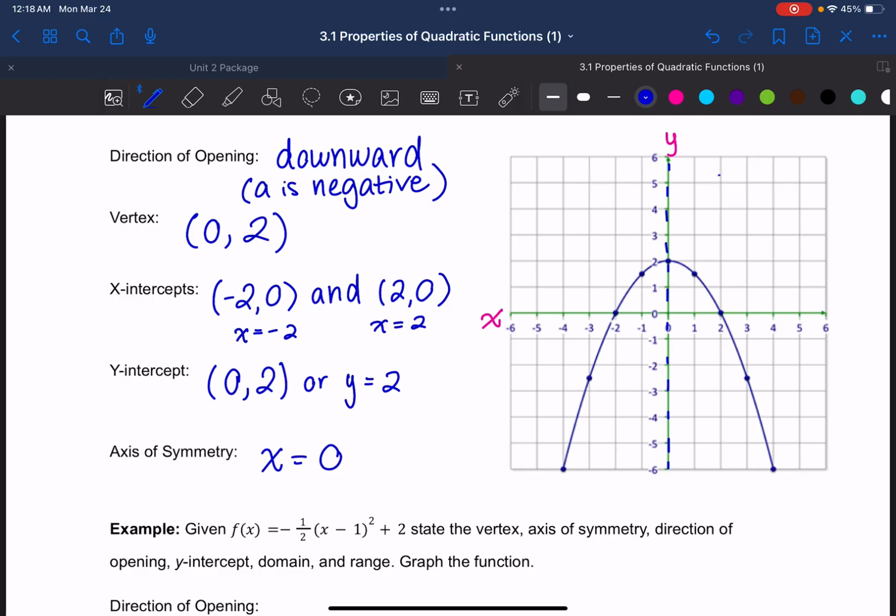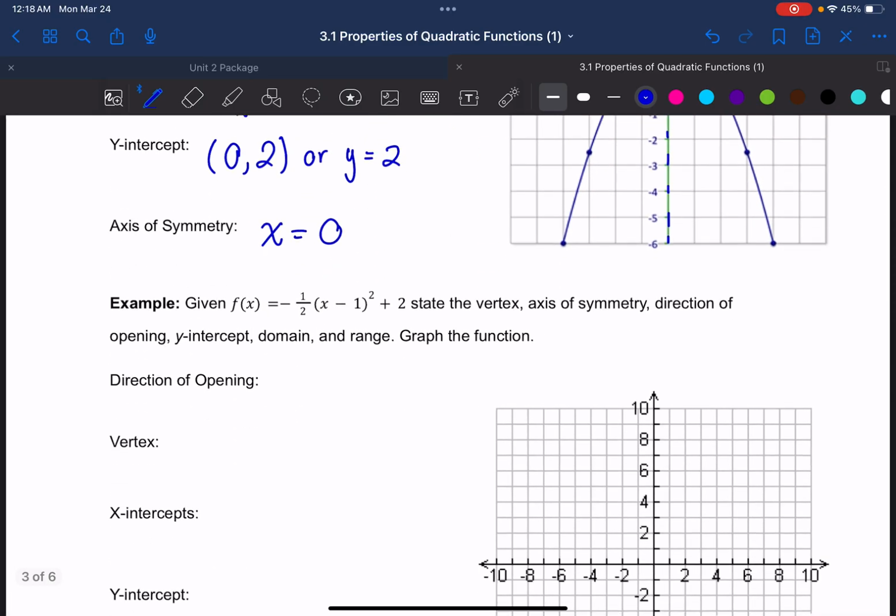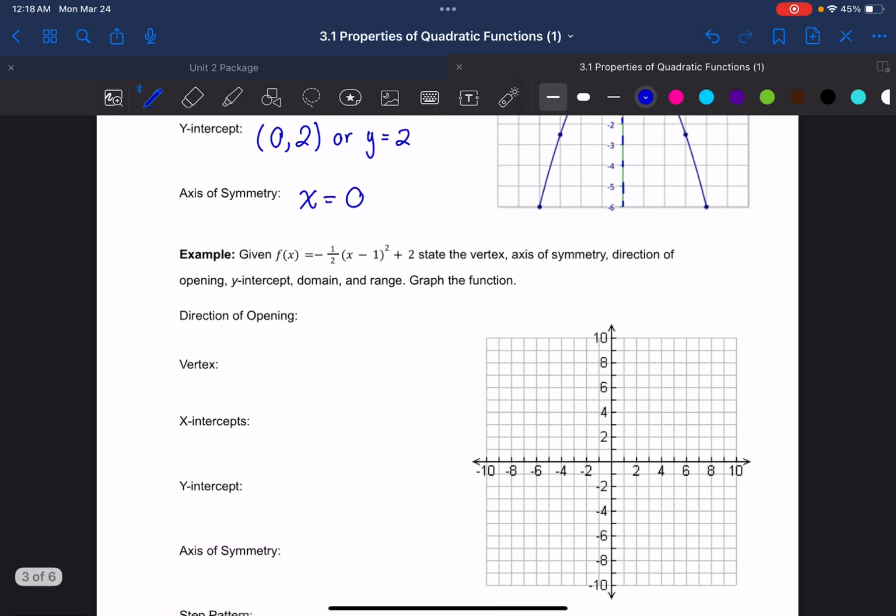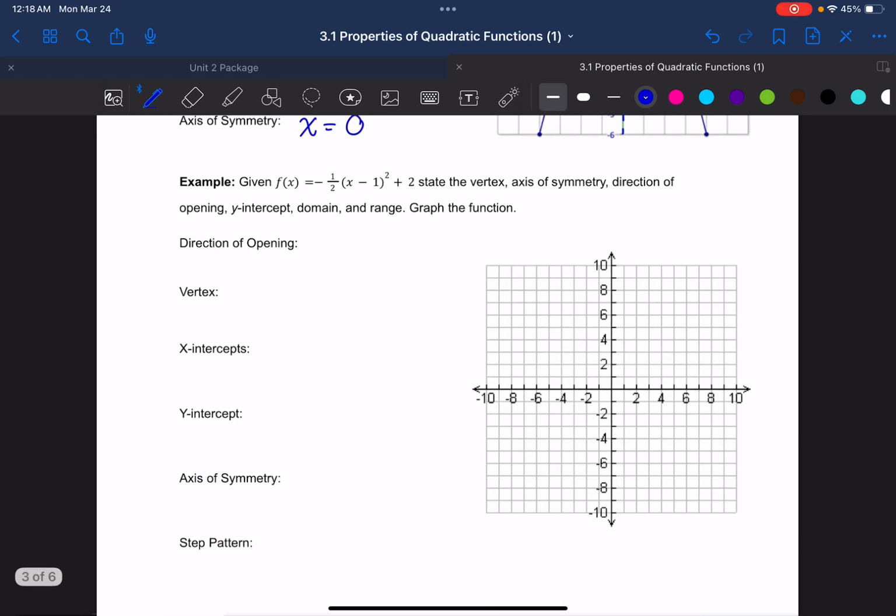And you're done. Right? If I give you an equation and now I want you to graph and state these key characteristics, the hardest part is just going to be graphing. Once you've got the visual, determining these characteristics is not as bad.